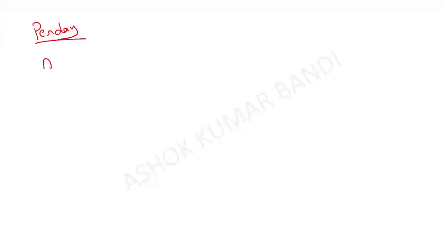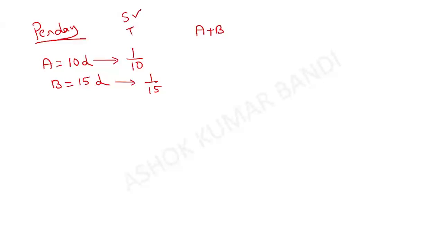So let us take, A can do a work in 10 days, B can do the same work in 15 days. Now take the speed of A as 1 by 10 and the speed of B as 1 by 15. Whenever two people are working together, you can add their speeds. Remember, you can add the speeds but not the time. So whenever A and B are working together, the speeds of A and B are going to be added.